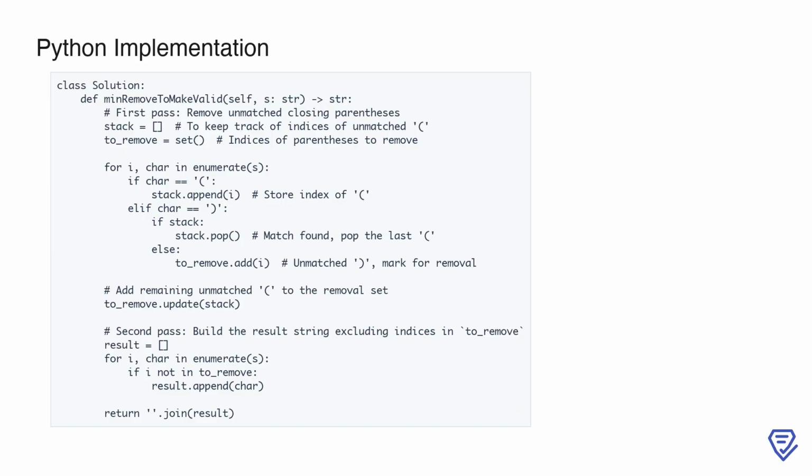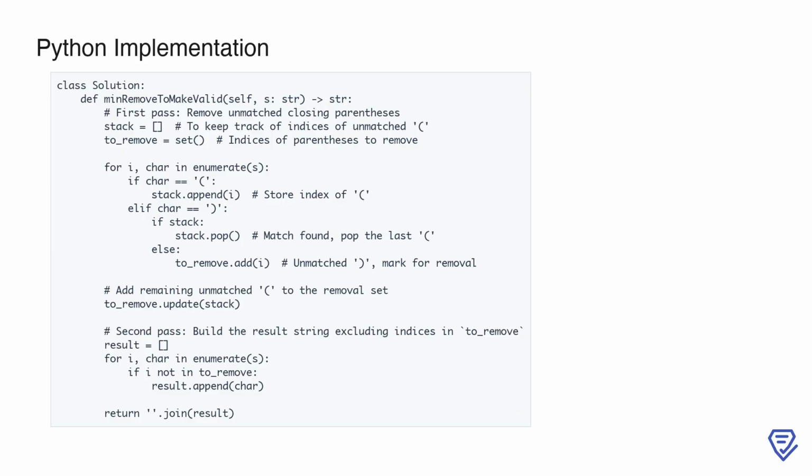Second pass, constructing the result string. 1. Building the result. The second loop iterates over the string again, appending characters to the result list only if their indices are not in to_remove. 2. Joining characters. The result list is converted back into a string using join on result.